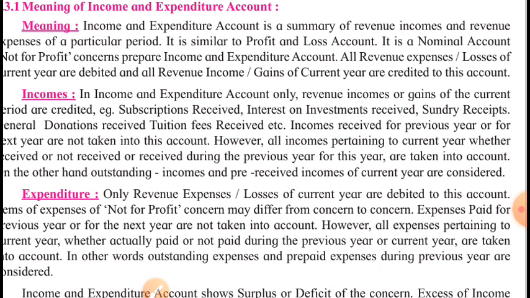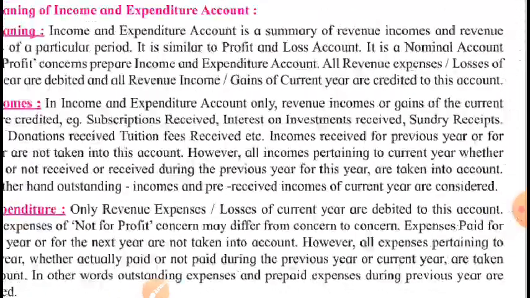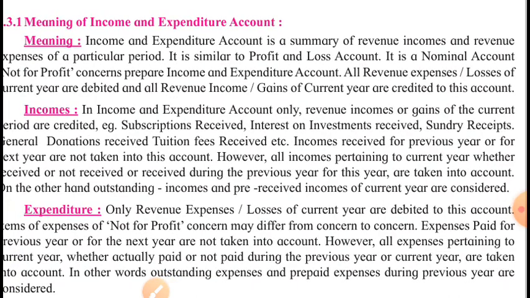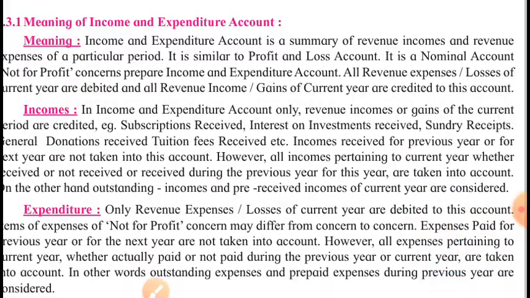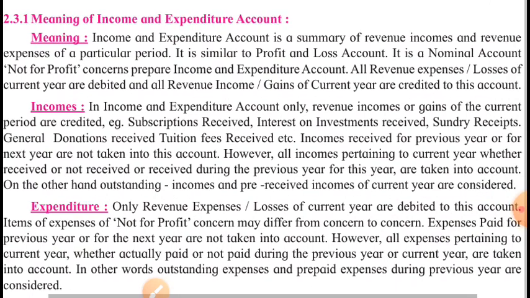See, what is the meaning of this account? Income and expenditure account is a summary of revenue incomes and revenue expenses of a particular period. In the last lecture, I have told you the revenue items are shown in the income and expenditure account and capital items are shown in the balance sheet. It is similar to profit and loss account. It is a nominal account. Not for profit concerns prepare income and expenditure account. Okay. And profit concerns prepare profit and loss account.